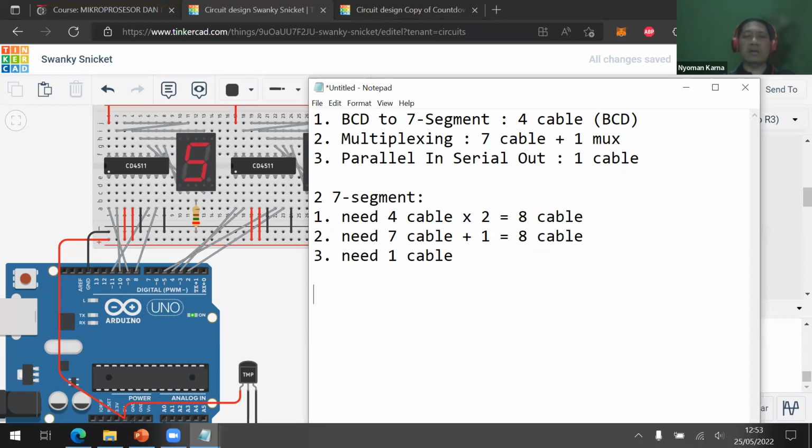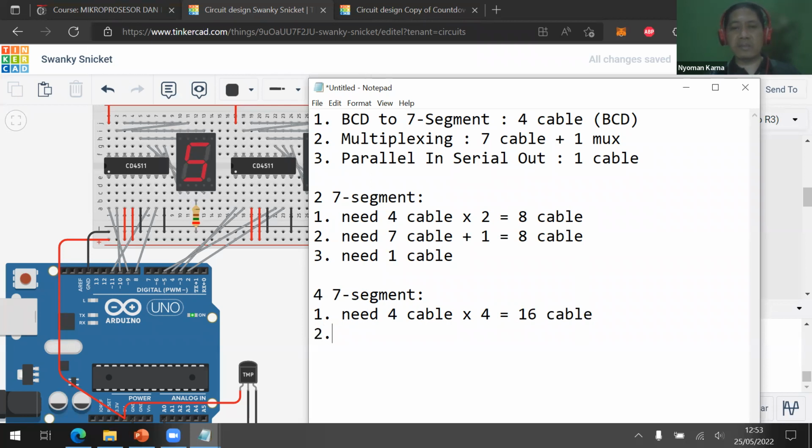Okay. Now, how about if we use, let's say, 4 7-segment? That means the solution number 1, we're going to need 4 cable times 4. So we're going to need 16 cable. It's not going to be able to fit into the Arduino Uno. But using the multiplexing solution, we just need 7 cable plus 1. So I still use 8 cable. And for number 3, still need 1 cable.